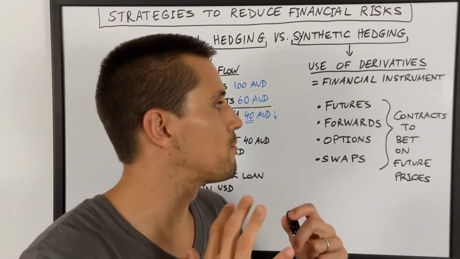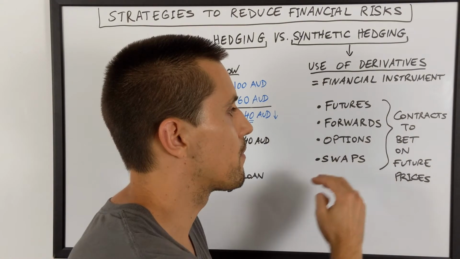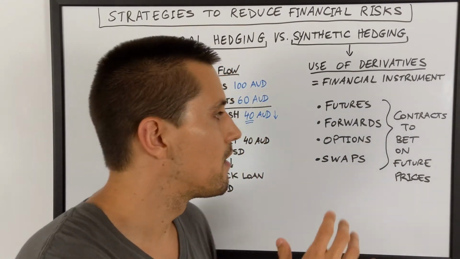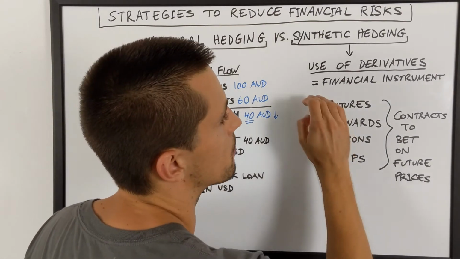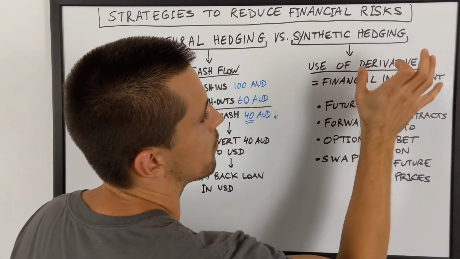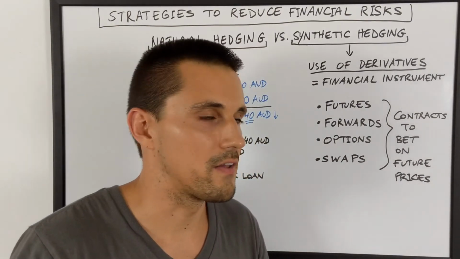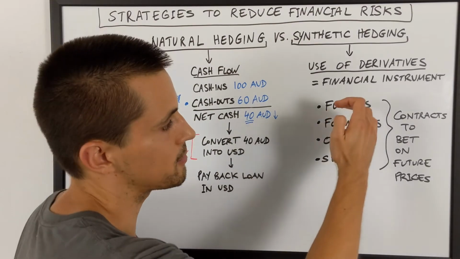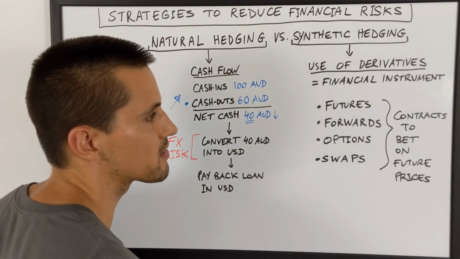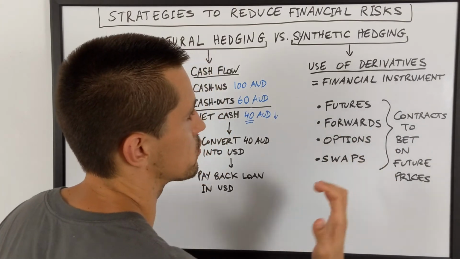I don't want to get too much into details because next week I will make a special about these 4 products to make it very clear. This would be too long today, so just to give you a brief answer, what are derivatives? Well, they are financial instruments, contracts that are gonna allow you to bet on future prices. And actually you have 4 categories of derivatives, which are futures, forwards, options and swaps.